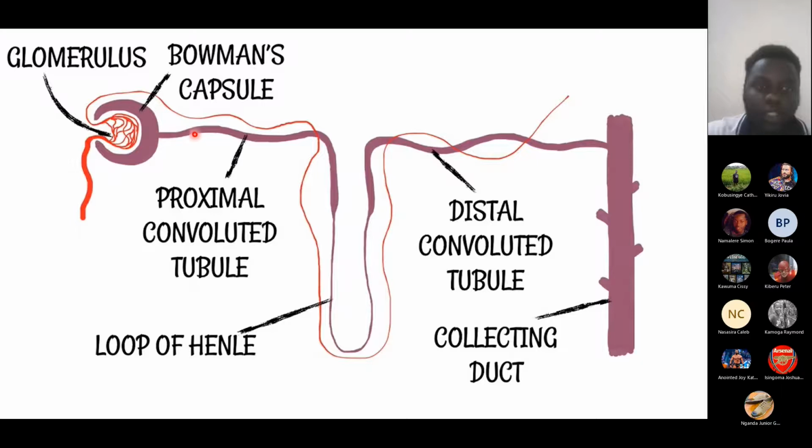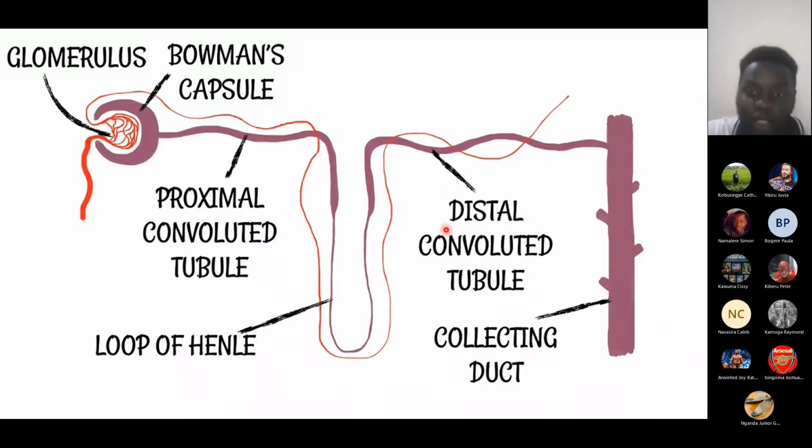The Bowman's capsule leads to the proximal convoluted tubule, and then we have the loop of Henle here that is U-shaped. That's the loop of Henle. Then we have the distal convoluted tubule. I explained that the proximal convoluted tubule is all an English word. It's not a scientific word. The word proximal means nearest, convoluted means coiled. So we are talking about the coiled tube nearest to the Bowman's capsule. That's the proximal convoluted tubule.